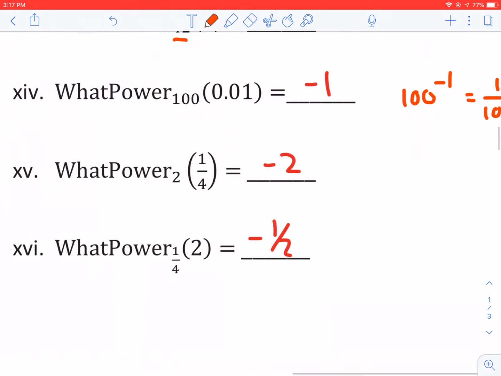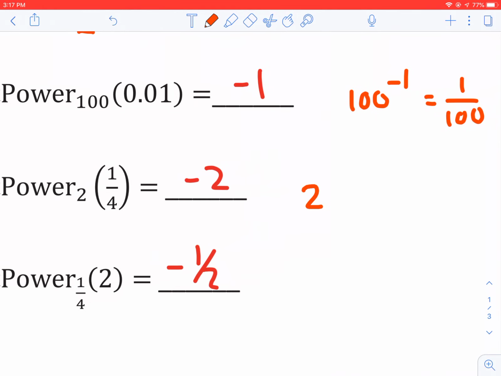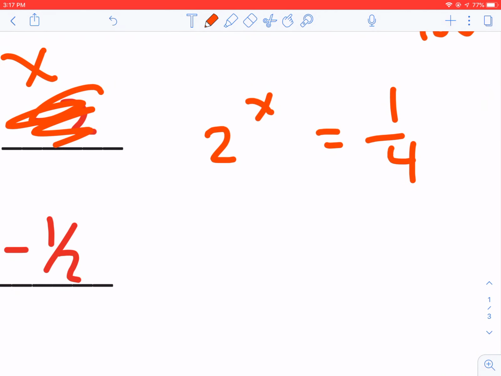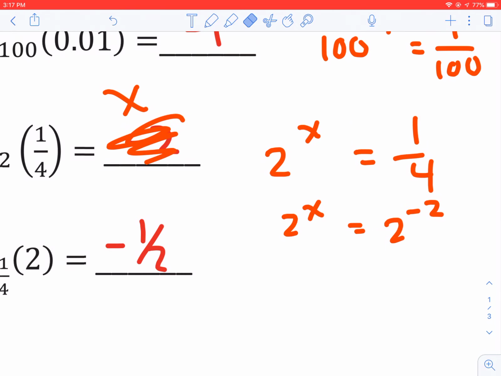And same idea, I'll do the last two. 2 to the what power, I'm going to call it x for the power. Let's pretend we don't know the answer. 2 to the what power, let's call that x, is equal to 1/4. If I'm doing the method of common bases, I know 1/4 is equal to 2 to the -2nd power. It's 1 over 2 squared, which is 2 to the -2nd, and so x is -2.